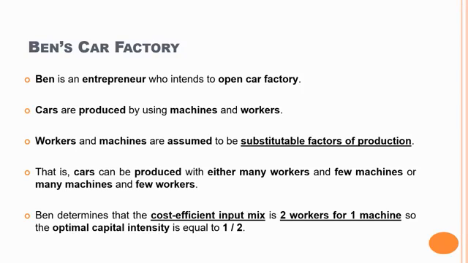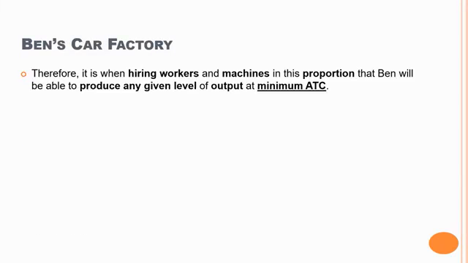And we are in the long run, all right? This is a long run decision making, which means that the quantity of both capital and labor is variable. There is no fixed factor here. So therefore, it is when hiring workers and machines in this proportion, 2 workers per machine, that Ben will be able to produce any given level of output at minimum ATC.